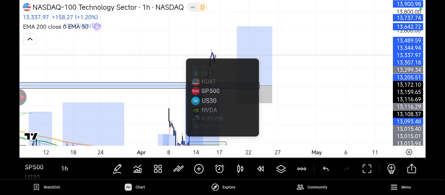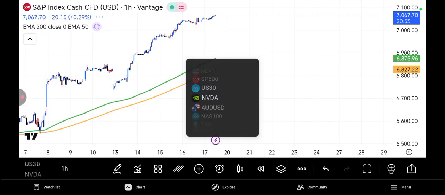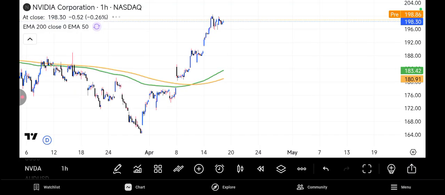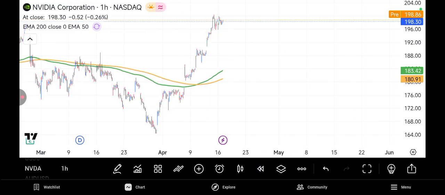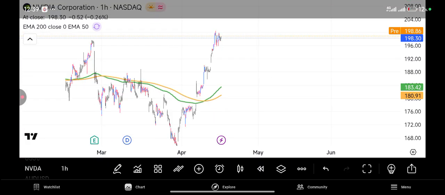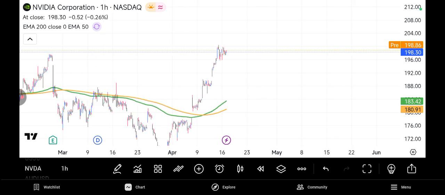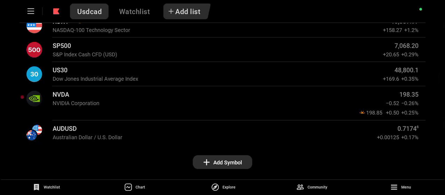Let's check Nvidia and see what it is currently doing. Okay, this is Nvidia. Nvidia is still consolidating. Why? I don't know. You can see the 200 moving average is already below the 50-day moving average. So what we can expect on Nvidia is a continuation to the upside. So that is that.